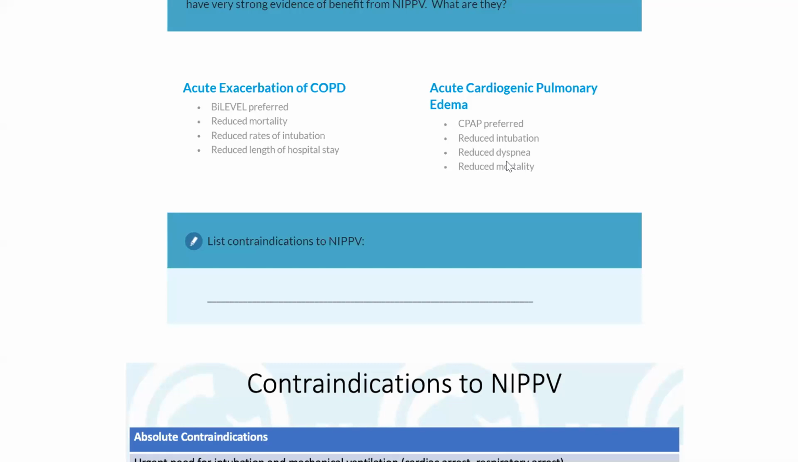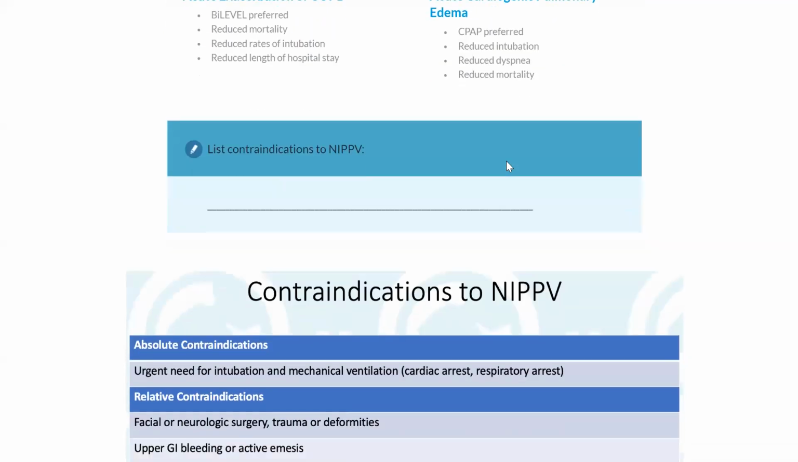Yes, that's a contraindication. If the patient is vomiting, you can't put the mask on. What else? Facial burn. Okay, yeah, or any facial injury. That's a contraindication. Full stomach. Is full stomach a contraindication? Low GCS. Yeah, low GCS may be a contraindication. Obstructed upper airway, low GCS. Okay, that's good. Let's go on the list below and see if we covered everything.